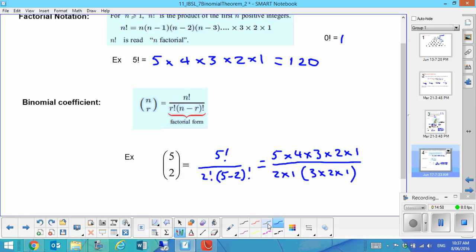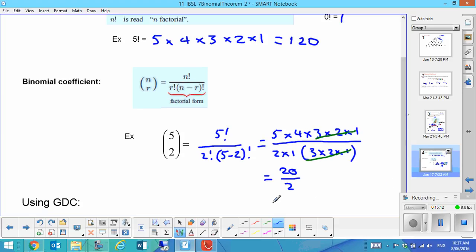What you're going to find is that you'll always get parts that cancel. So now we're left with 5 times 4 is 20 over 2, which equals 10, which is what we found earlier.